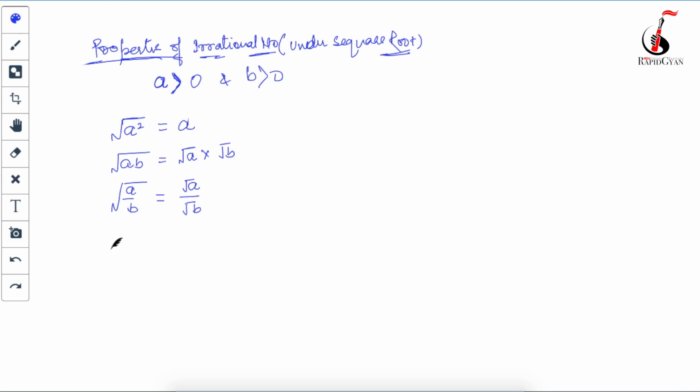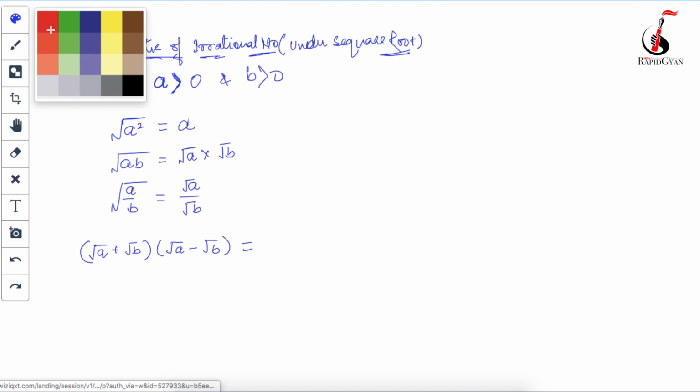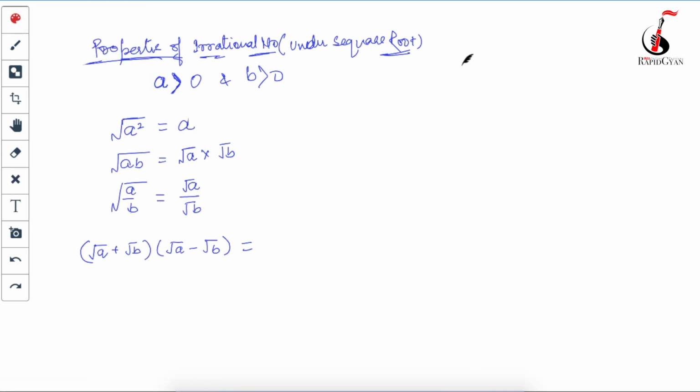Suppose something is written like under root a plus under root b multiplied by under root a minus under root b. Here it's a plus sign, here it's a minus sign. So there is one formula which you must remember: x plus y multiplied by x minus y is equal to x square minus y square. You must have studied this formula in your previous classes. Those who don't remember it, please remember it now.